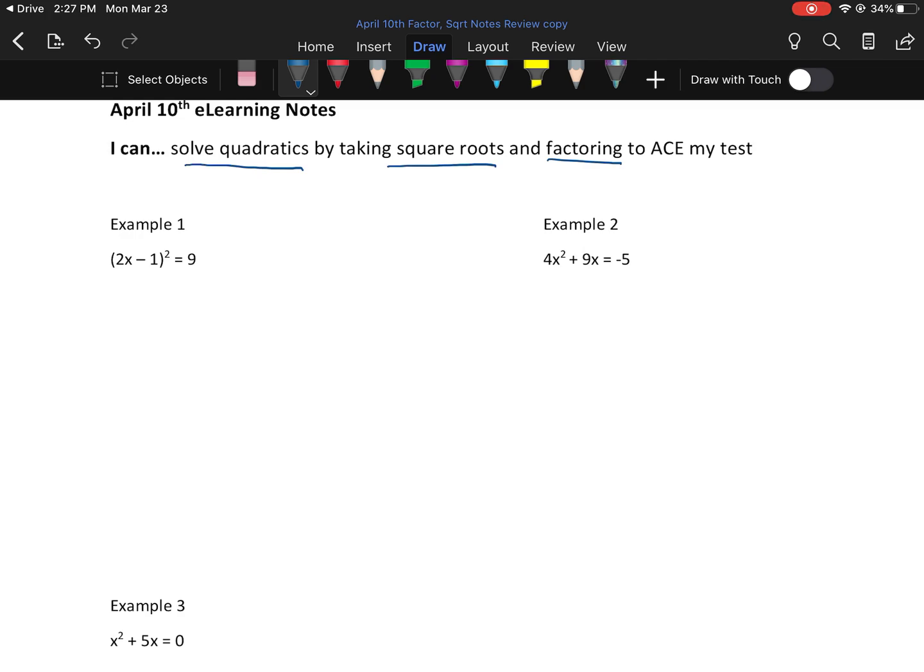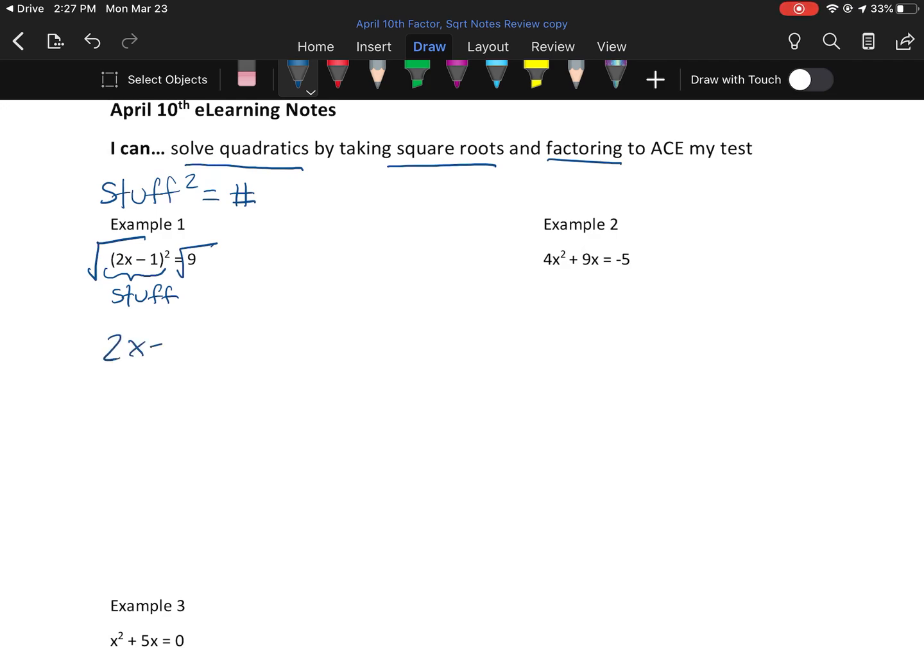Our first example, we're going to take a look at square roots first. Remember guys, our goal for square roots is to get stuff squared equal to a number. All of this is my stuff that's in the parentheses right now. I have nothing outside the parentheses, nothing that's not getting squared. This is perfect because what that means is I can go ahead and take the square root of both sides.